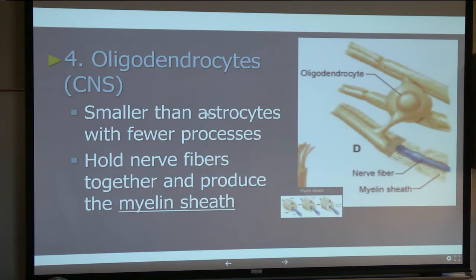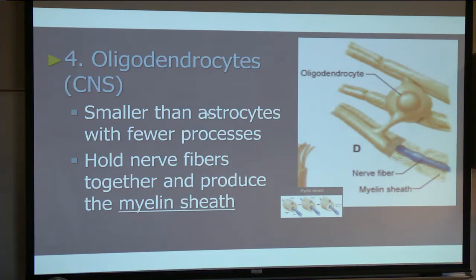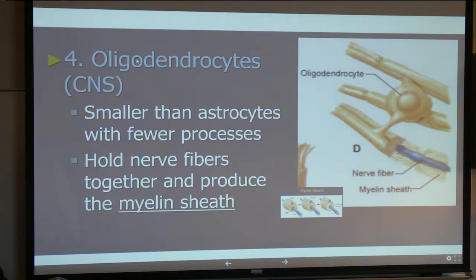These are called oligodendrocytes. It's kind of a mouthful, but if we break it down, oligo means few, so there's not a lot. Dendro, think dendrite, so like extensions. Cyte means cell. So it's a cell that has few extensions.